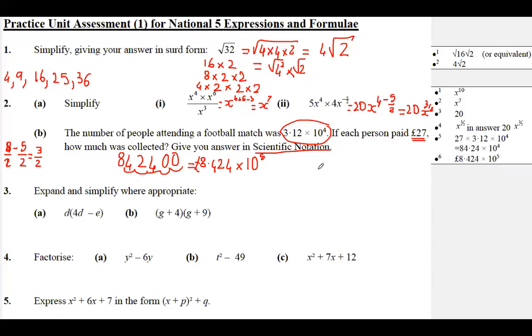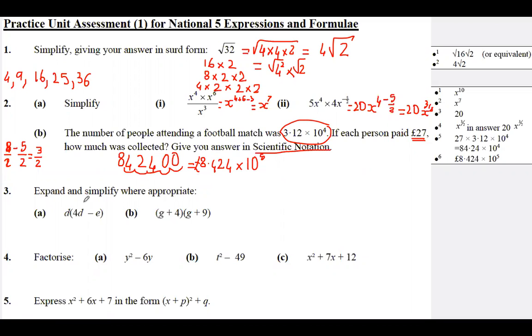If I had 8.4 times 10 to the power of 5, the problem is that if you just put 8.4, you've rounded it, and they've not asked us to round it. If they had asked you to give your answer to 2 significant figures, you would stop at 8.4. 3 significant figures, 8.42. But because they've not told us to round anything, we just go to the maximum number of significant figures here, which is 8.424.